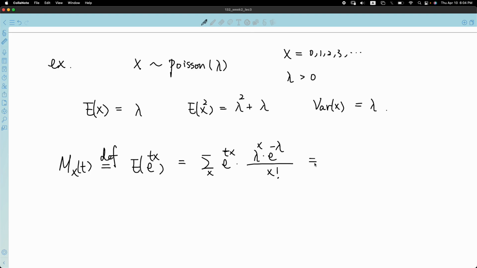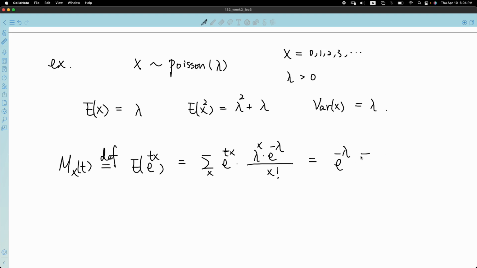So let's simplify this expression now. What is considered a constant here? The e to the negative lambda, yes, exactly. Again, the moment generating function is a function of t. But when we write it as the expectation, the summation is working on x. So anything that does not involve x is considered a constant. So e raised to the power of negative lambda is a constant.